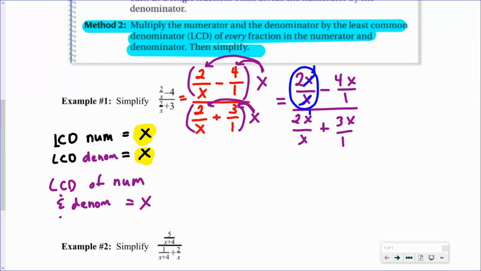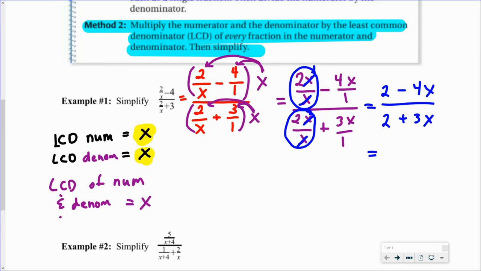And 4x over 1 is just 4x. So the numerator is just going to reduce to 2 minus 4x. Something similar is going to happen in the denominator. Again, if we look at this first fraction, the common factor of x divides out and we get 2 plus 3x.